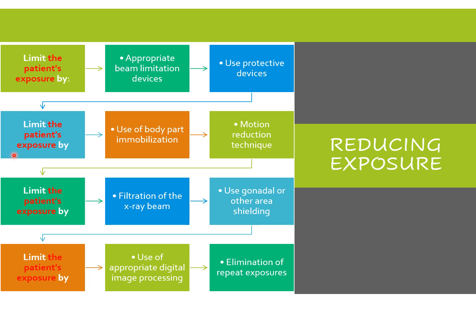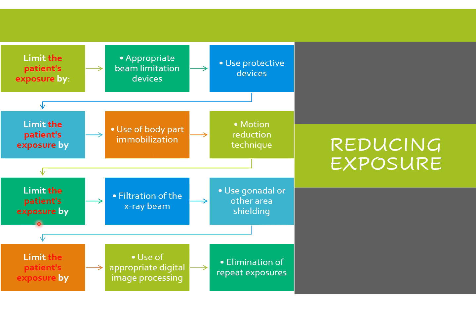So we can limit the patient's exposure again by using body part immobilization. If we have a kid on the table, we can put towels around the patient so they don't fall off the table. We can immobilize the part by using tape if we're doing toes, or tongue depressors if we need to isolate fingers or toes. For motion reduction techniques, we can use those same towels to hold the patient in place. Motion reduction could also be giving clear instructions, right? Stop breathing, take a deep breath, hold it.